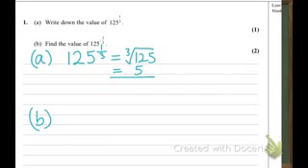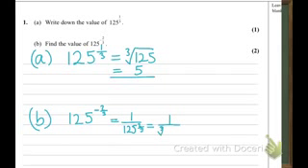Now part B asks us to find the value of 125 to the power of minus 2/3. So the first thing we have to do is get rid of this minus, and we can do that by finding the reciprocal, which is equal to 1 over 125 to the power of 2/3. And what is this equal to? Well, this is equal to 1 over the cube root of 125, then squared. And the cube root of 125 is 5. I've got that right this time. And then if we square 5, we get 25. So we get 1 over 25 as our answer.